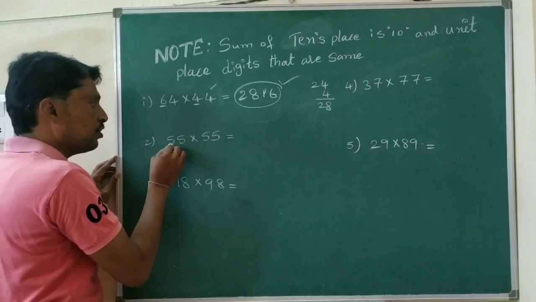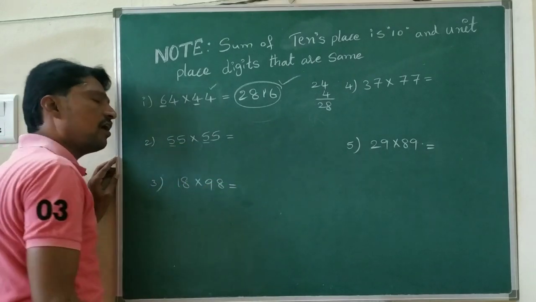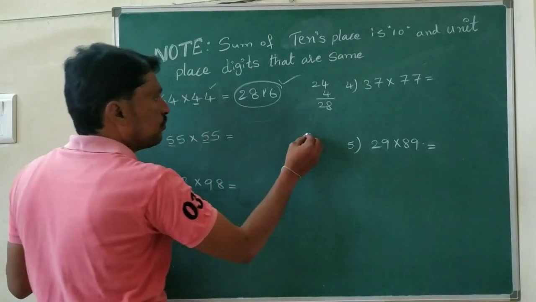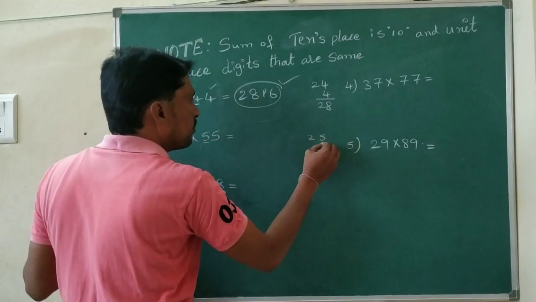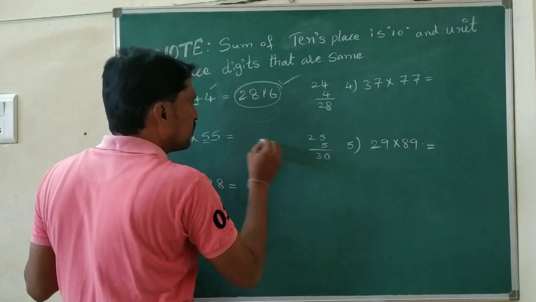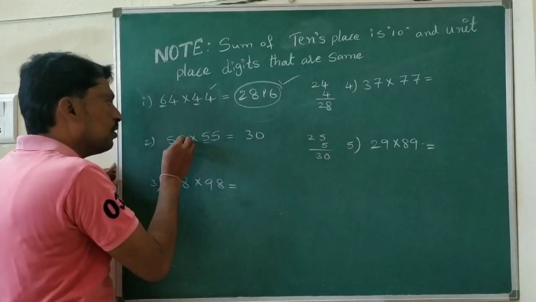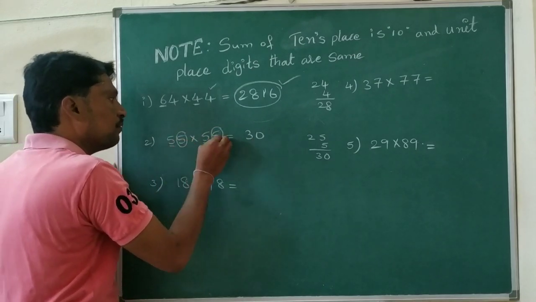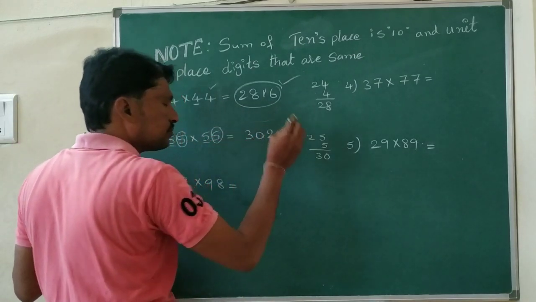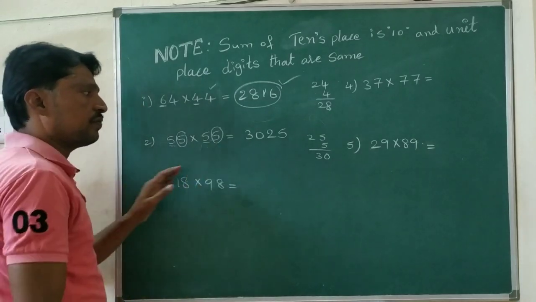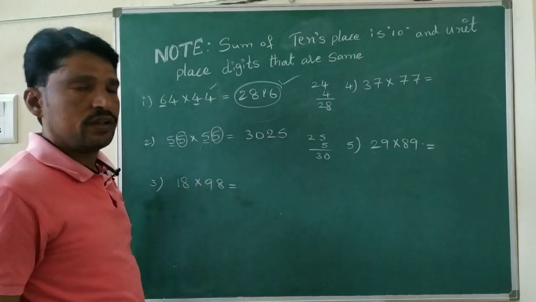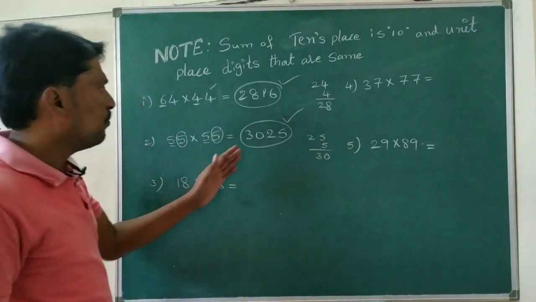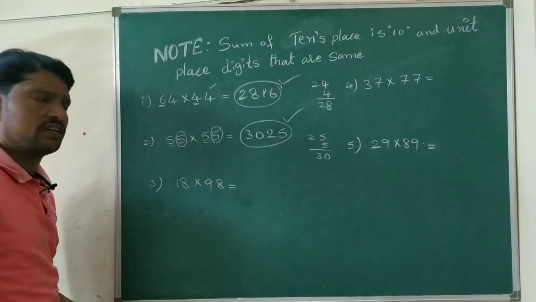Next, 55 into 55. Units place and tens place digits are all the same. Here 5 into 5 is 25, and the units place digit is 5, so we are getting 30. And units places, 5 into 5, that is 25. So 55 into 55 is 3025. A very easy process, we can do the simple calculations.